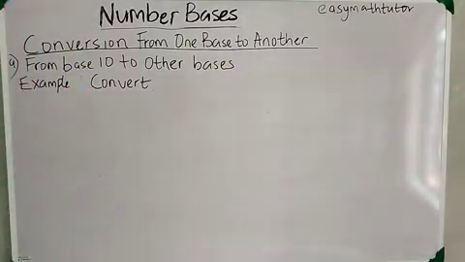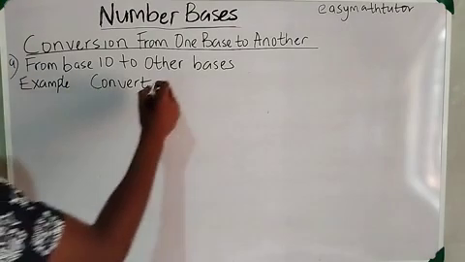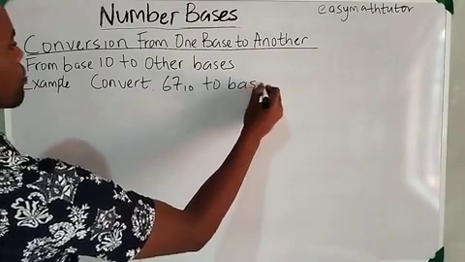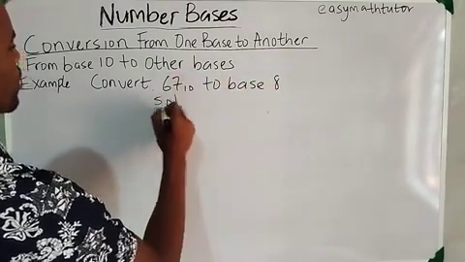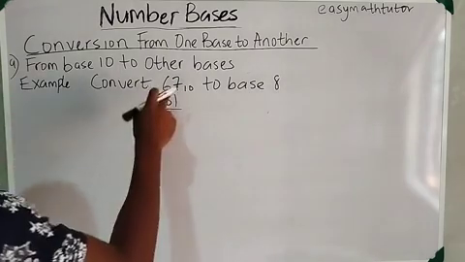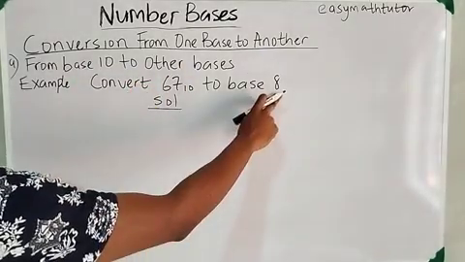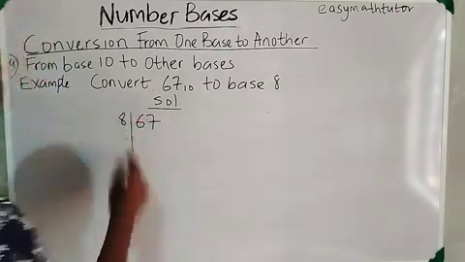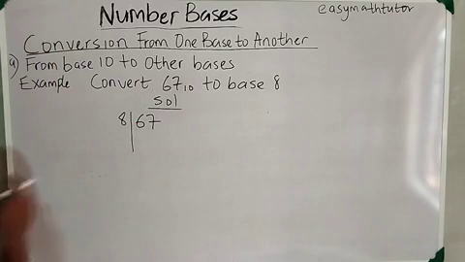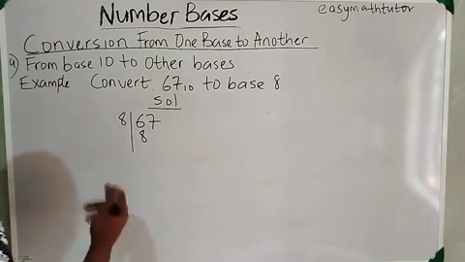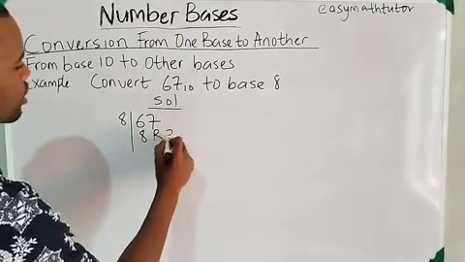So now let us solve another example. We are to convert 67 in base 10 to base 8. What do we do? As I've said, we make use of the long division method. So we are going to divide this 67 by our new base, 8, and we always take note of the remainders. So 67 divided by 8 is going to go into it 8 times, because 8 times 8 is 64. So there's going to be a remainder of 3.